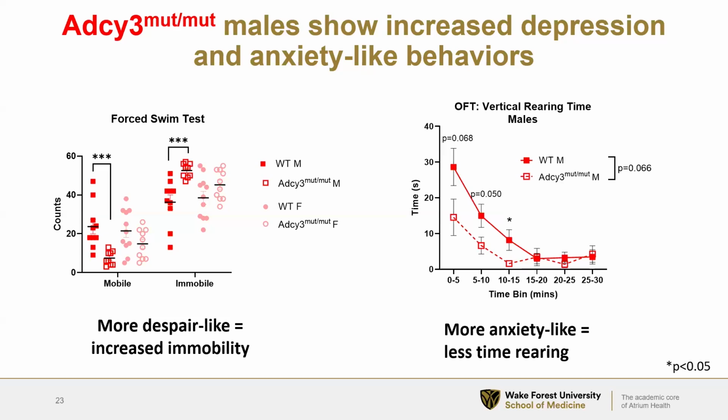The mutants are crazy immobile. And I didn't believe them. Can I have 1 more minute? Yeah. Okay. I didn't believe the people who scored this. And this is what I did as a graduate student. I scored 500 rats in the FST. So I scored them myself. And this is real. Those animals are crazy immobile. On the other side is the open field test, where you can see that the mutants have decreased rearing, which would be a type of anxiety.